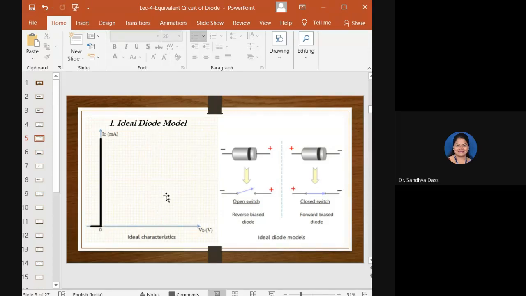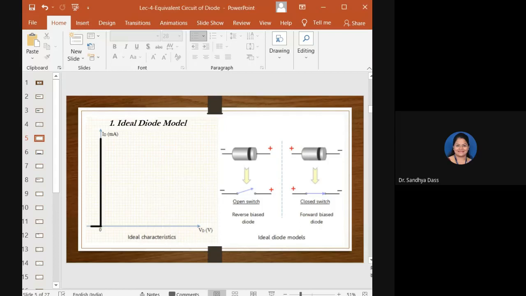So taking this into consideration, the ideal diode can be modeled as an open switch or a closed switch, as indicated here in the figure. I hope you are able to see the screen. Can anyone acknowledge? Yes, ma'am.